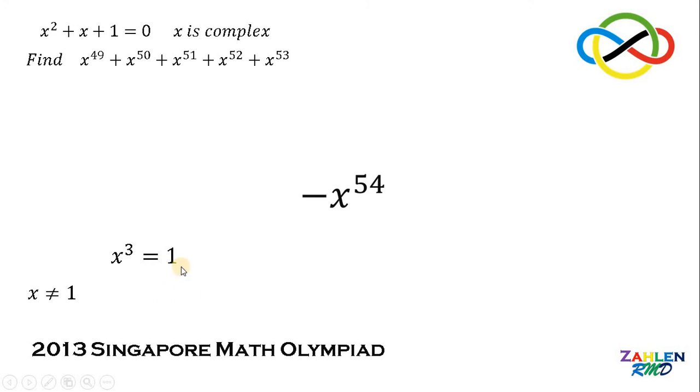Now raise both sides to the 18th power. And the left hand side of our equation becomes x raised to 54. Therefore, the value of x raised to 54 is just 1. It follows that this x raised to 54 is just 1. Therefore, the value of our expression is just negative 1.